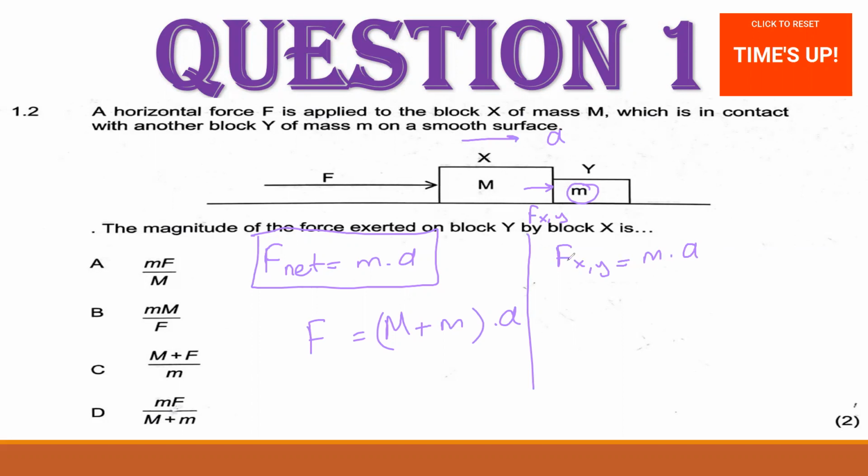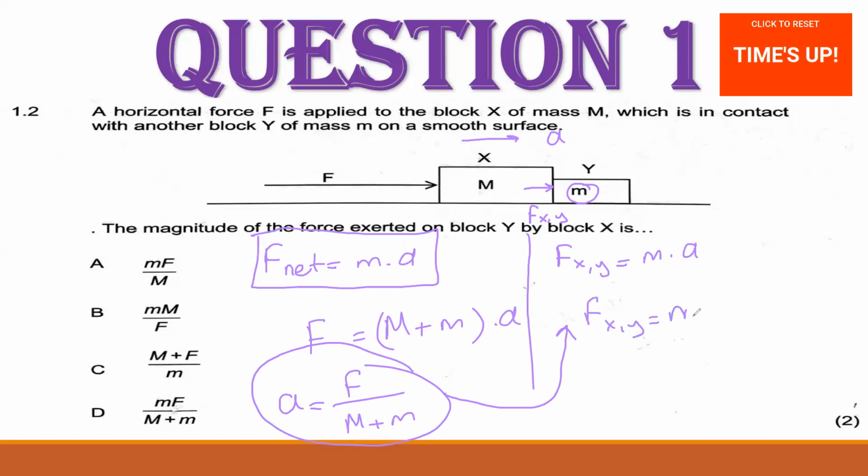So I'm looking for Fxy. But as you see, I have two equations. If I take this a alone with F, can I write acceleration equals F over m plus m? All right. So we are just using this a here and coming to this side. So Fxy equals m times F over m plus m. So the answer is Fxy equals mF, applied force, over m plus m. I think it's okay. Our answer is D.